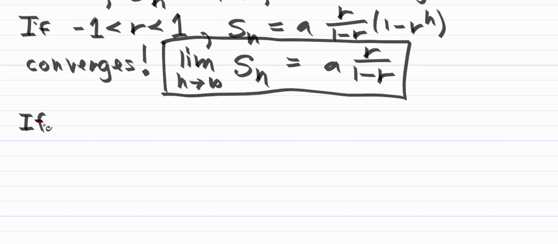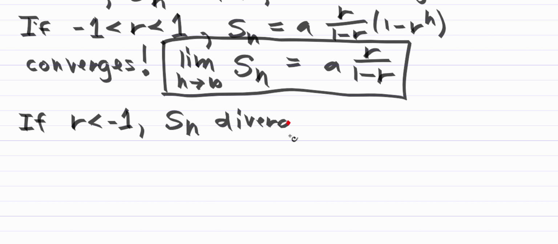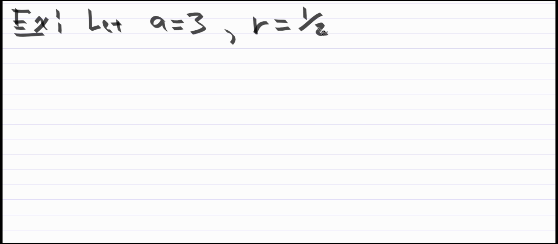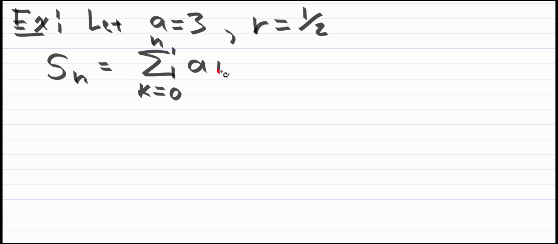And similarly, if r is less than minus 1, Sn diverges. So now it's good to have an example where we use actual numbers. So in this example, let's let a equal 3 and say r is equal to 1/2. And we're going to set Sn equal to the sum from k equals 0 to n, a r to the k.